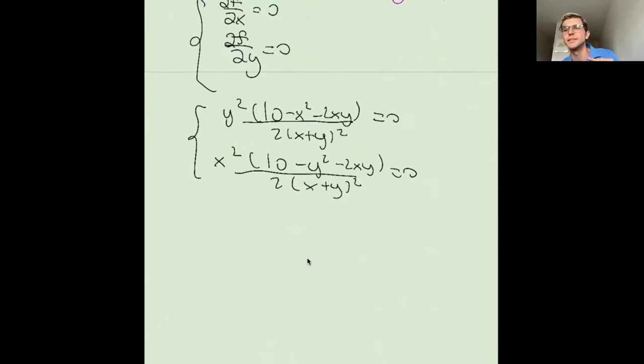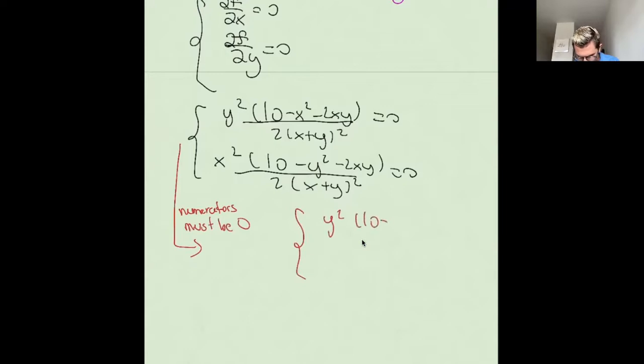How can a fraction be 0? What do you need if a fraction is 0? This is like a ratio, right? What's the only way for a ratio of two numbers to be 0? The numerator, yeah. So you can just completely forget about the denominator in these two equations. So you need the numerators to be 0. And at least now this looks a lot less intimidating.